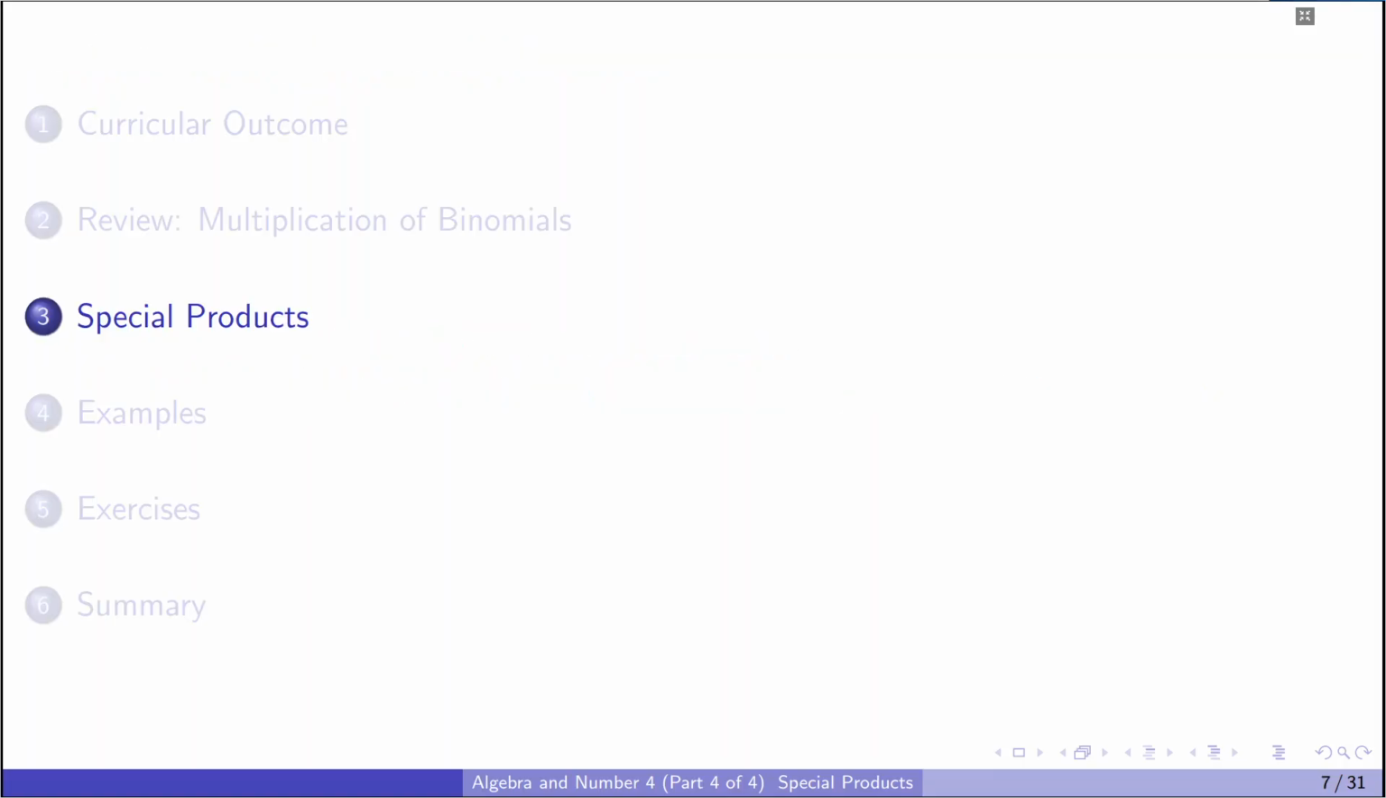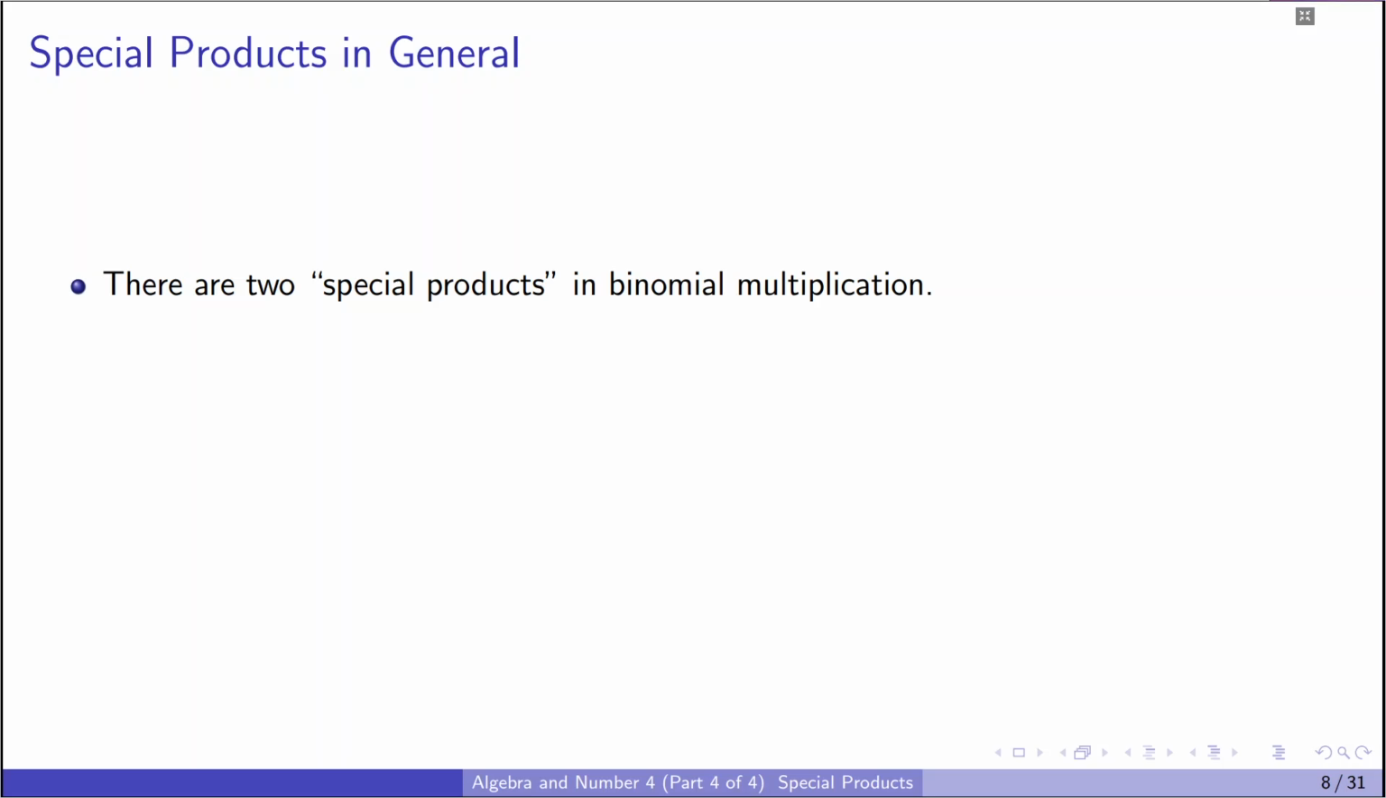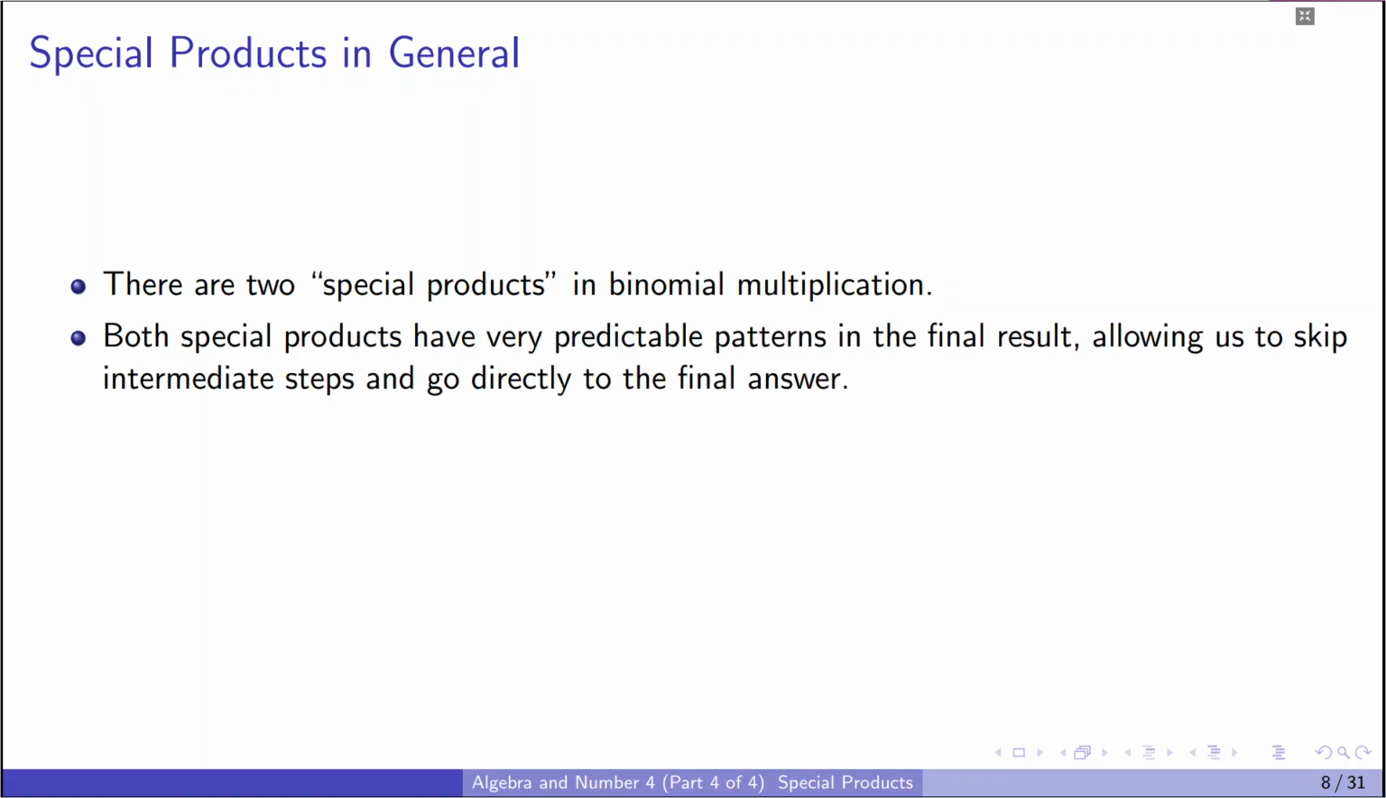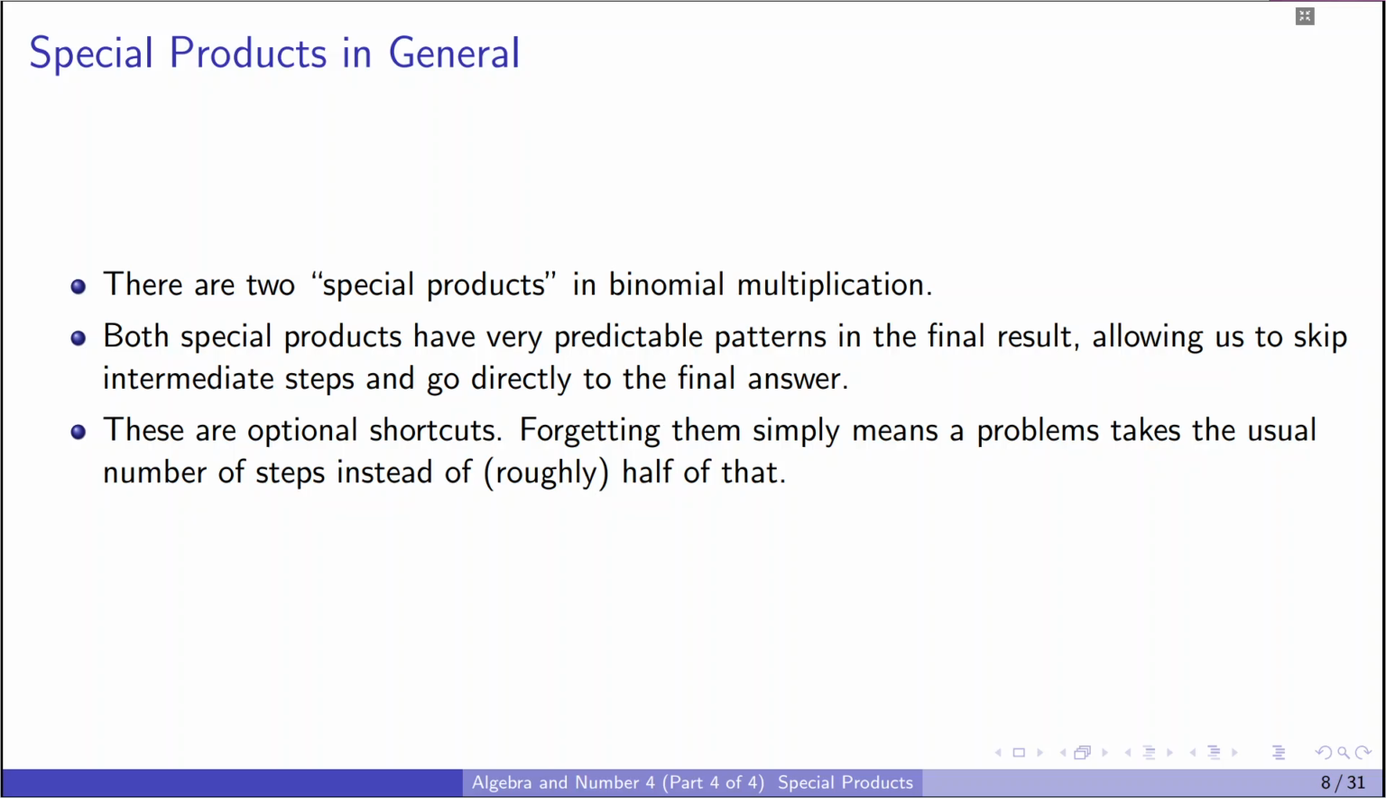Let's take a look at our special products. There are two special products in binomial multiplication. Both special products have very predictable patterns in the final answer. That's why we call them special. This allows us to actually skip intermediate steps and go directly to the final answer. These are optional shortcuts. If you forget them, then you just will take the usual number of steps instead of cutting that in half. So it's a time saver, but you can always do things the long way.